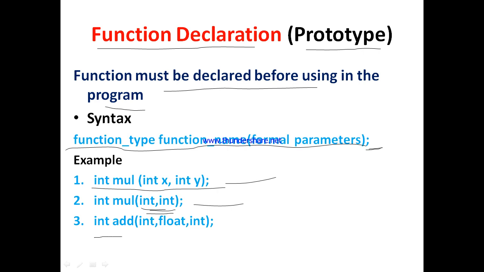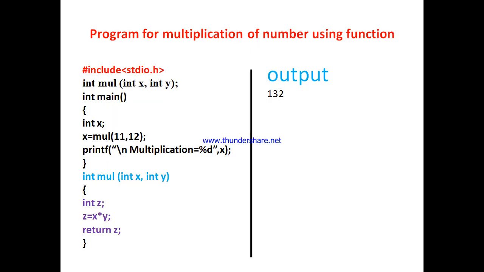how many variables should be there. Now in the third syntax we can see three parameters. The first is integer data type, the second is float data type, the third is integer data type. So this is the syntax for the declaration of a function as well as an example.